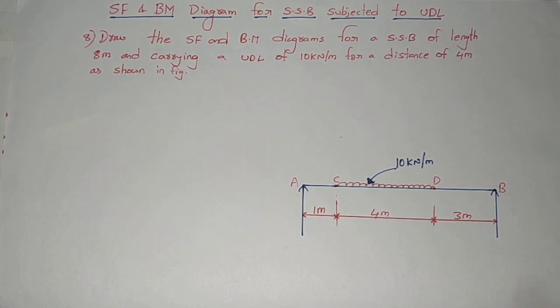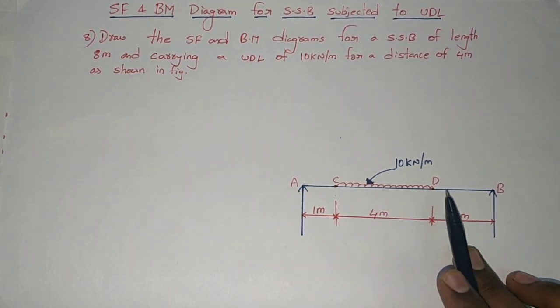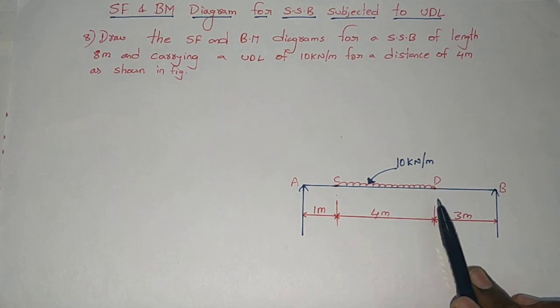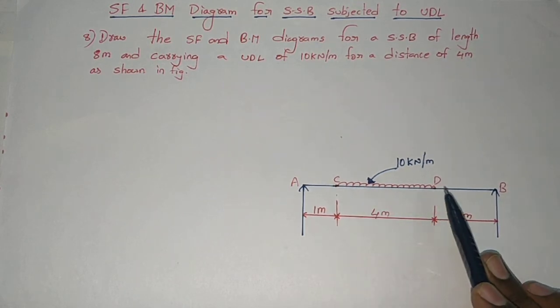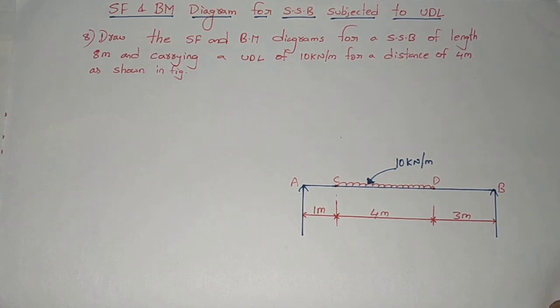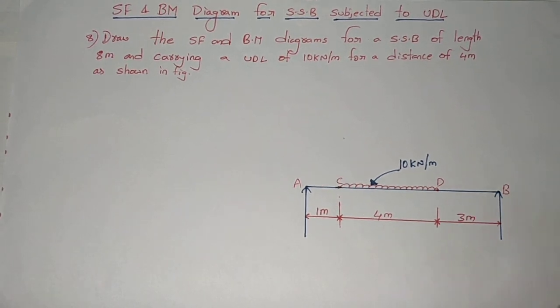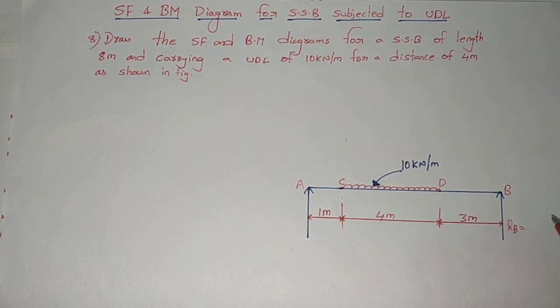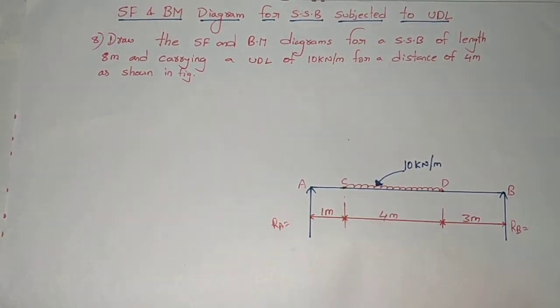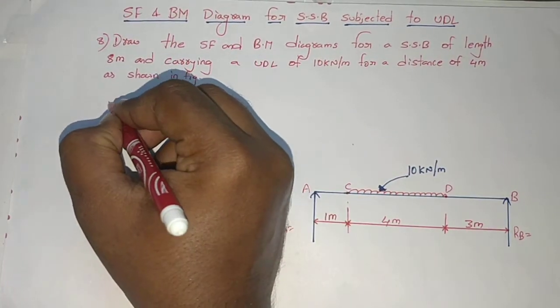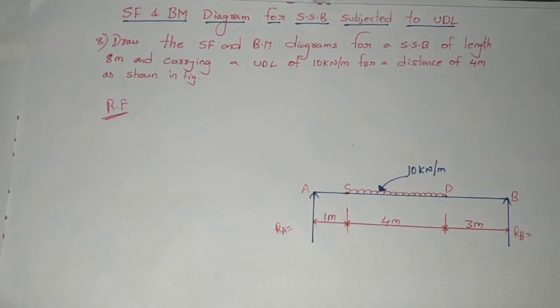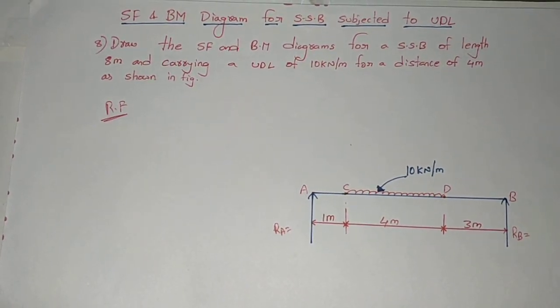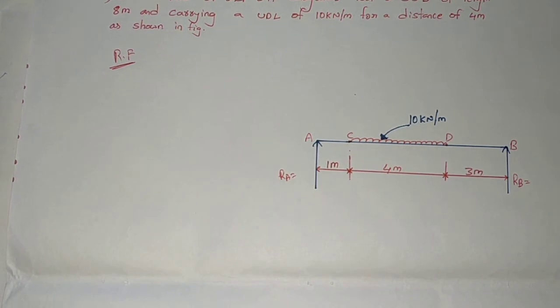Here they gave the diagram. It is the beam, and the UDL load is applied on the beam from C to D at a distance of 4 meters. For this beam we need to draw the shear force and bending moment diagrams. To draw them we need to calculate RA and RB, which are the reaction forces. So first we need to calculate the reaction forces for the beam.